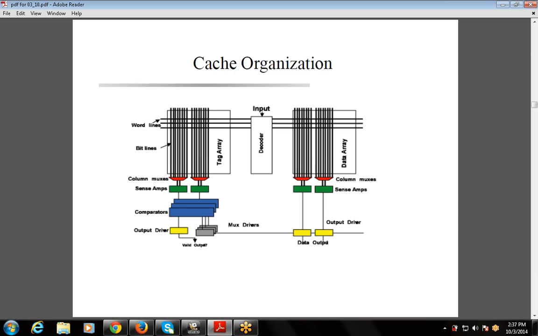This is the cache organization that contains word lines, bit lines, column multiplexers, sense amplifiers, comparators, output drivers, and at last a valid output is given, and there are also multiplexer drivers. On the right hand side, where there is a data array, there is a column multiplexer and sense amplifiers, but there are no comparators. And there is an output driver, that is your data output.